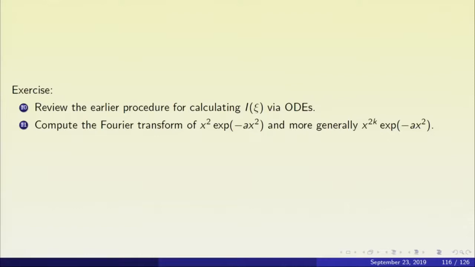Exercise: review the earlier procedure for calculating I(chi) via ODEs. The second problem is to compute the Fourier transform of x squared e to the power minus a x squared, and more generally x to the power 2k e to the power minus a x squared.